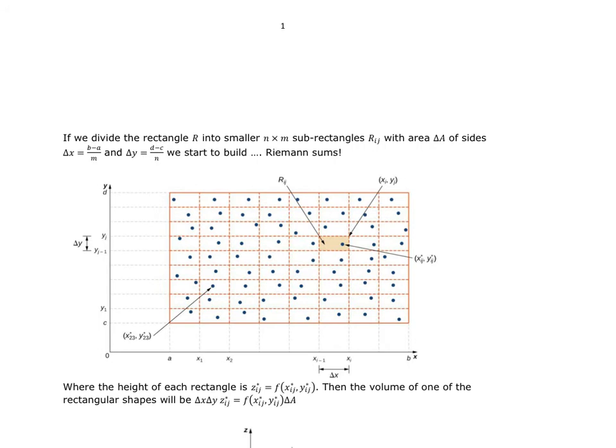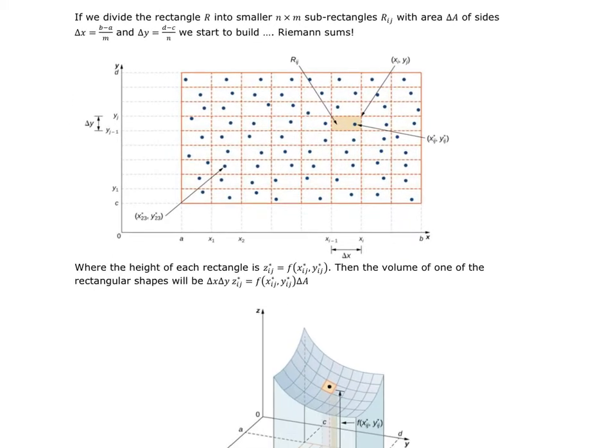So then if we take that rectangular region in the xy plane and we divide it into smaller n by m sub-rectangles, R_ij, with an area of delta A, where the sides of each rectangle are delta x and delta y, delta A is equal to delta x multiplied by delta y. We start to build Riemann sums. So I'm going to start with Riemann sums to describe the double integration.